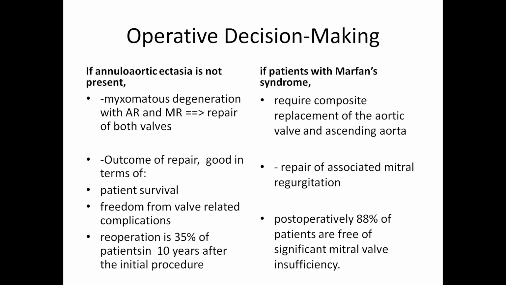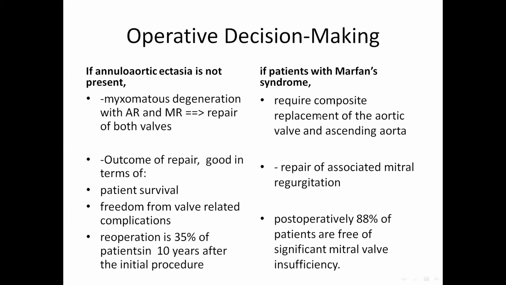Depends upon the morphology of the cusp. If the cusp is strong with little prolapse, and the prolapse is limited to, let's say, one cusp, we can repair it by either commissural narrowing or cusp resuspension. The outcome of repair is good in terms of patient survival and freedom from valve-related complications. Reoperation is needed in 35% of patients in 10 years after the initial repair in this setting.